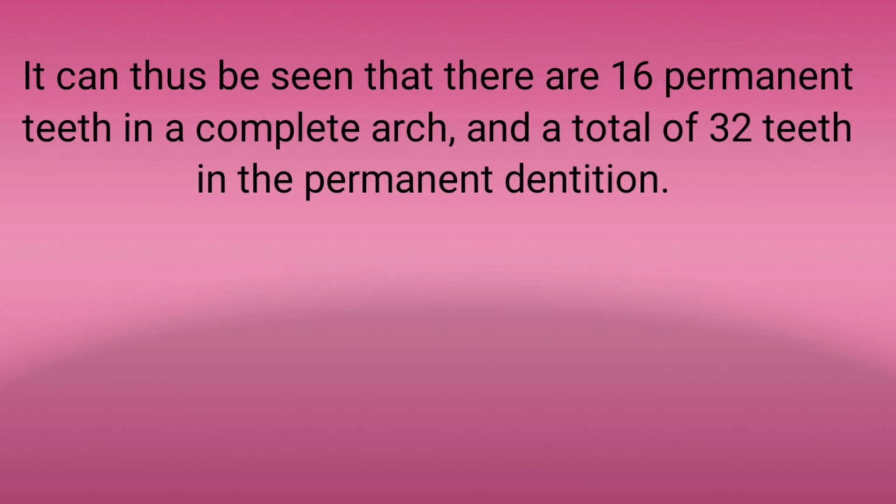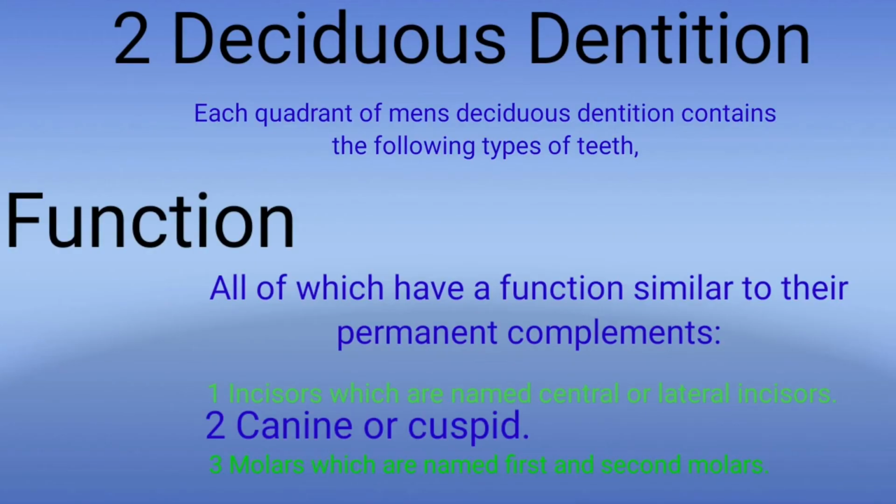It can thus be seen that there are 16 permanent teeth in a complete arch and a total of 32 teeth in the permanent dentition. Viewers, now we will discuss the deciduous dentition. Each quadrant of man's deciduous dentition contains the following types of teeth, all of which have a function similar to their permanent complements.